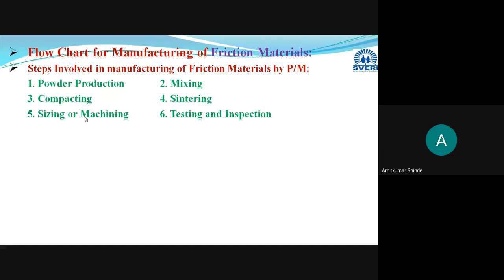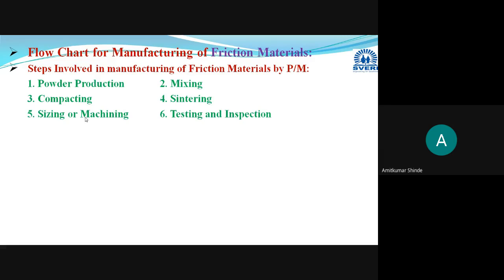It is also known as sintered friction material. Now, whichever strength and hardness is there in these powder metallurgy components is obtained due to the sintering process. That's why these components are also termed as sintered components.